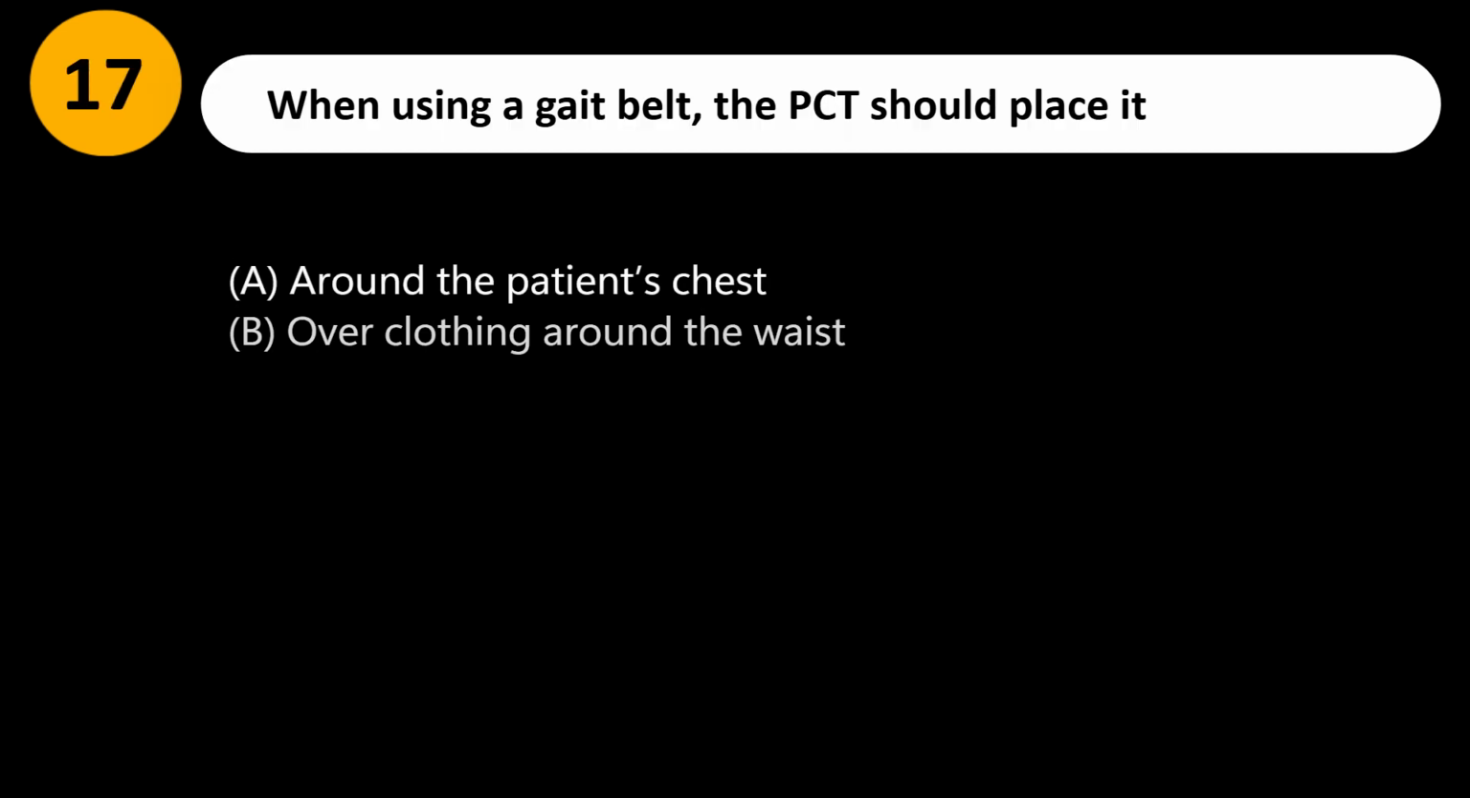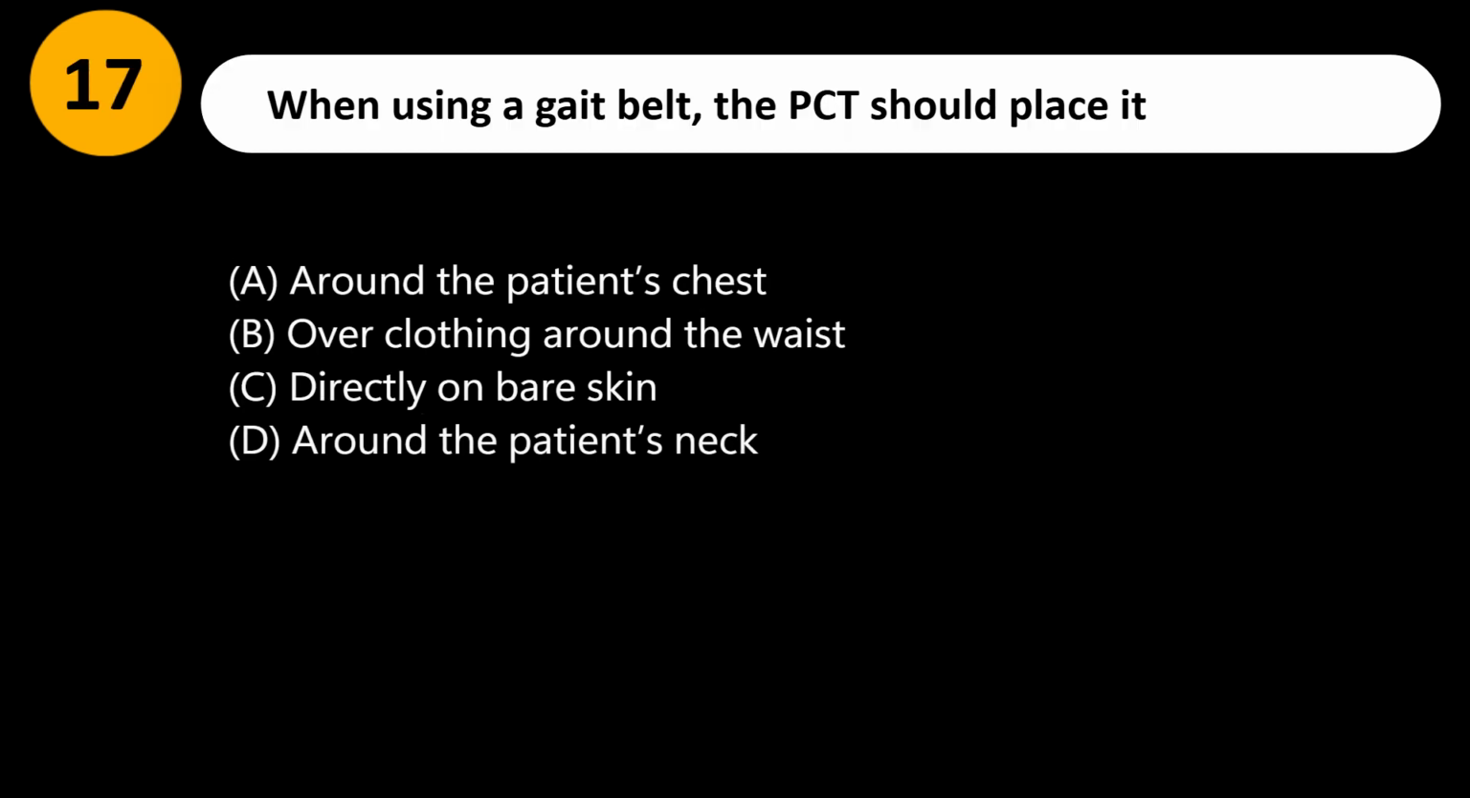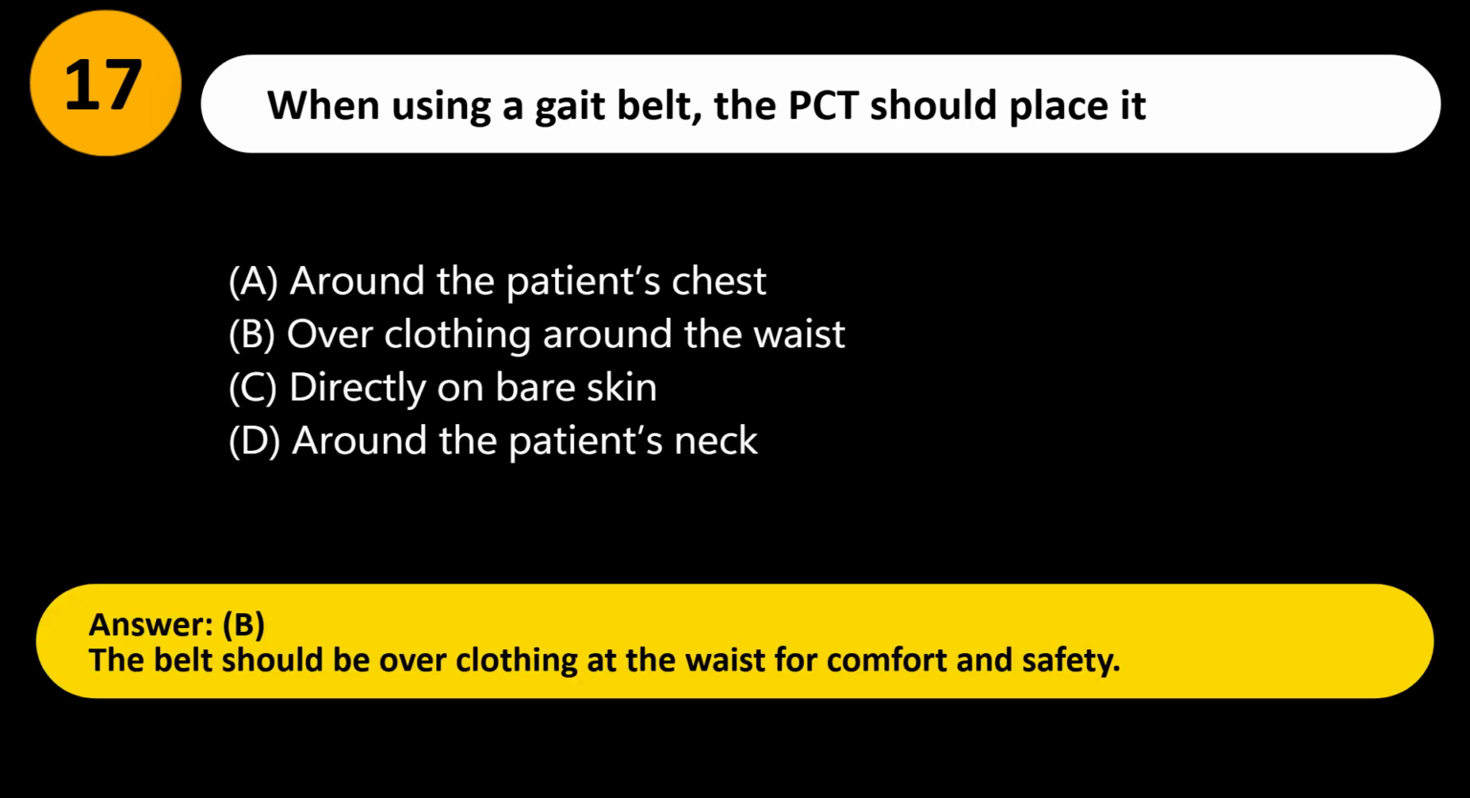When using a gait belt, the PCT should place it: A. Around the patient's chest. B. Over clothing around the waist. C. Directly on bare skin. D. Around the patient's neck. Answer, B. The belt should be over clothing at the waist for comfort and safety.